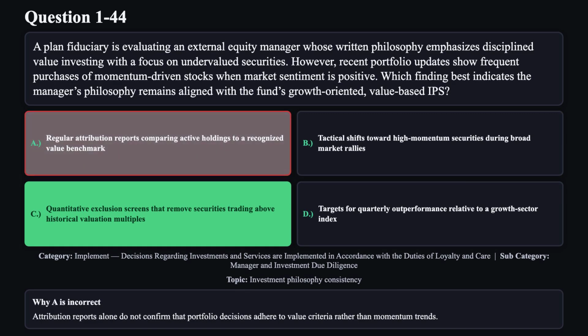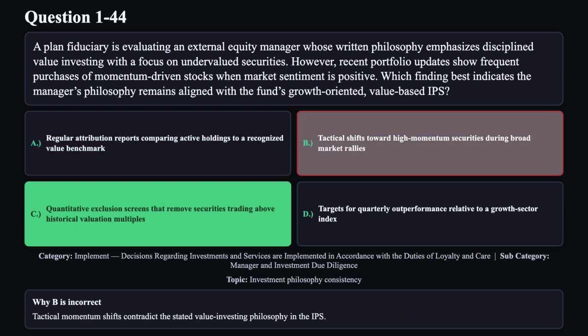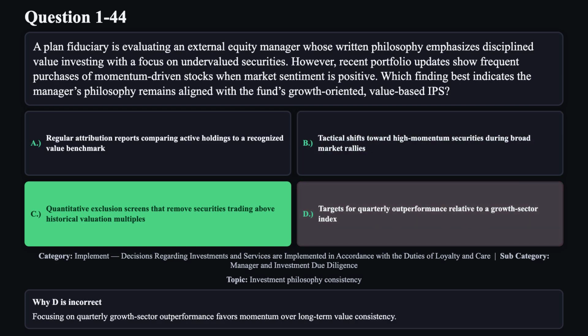Reason A is not correct. Attribution reports alone do not confirm that portfolio decisions adhere to value criteria rather than momentum trends. Reason B is not correct. Tactical momentum shifts contradict the stated value investing philosophy in the IPS. Reason D is not correct. Focusing on quarterly growth sector outperformance favors momentum over long-term value consistency.